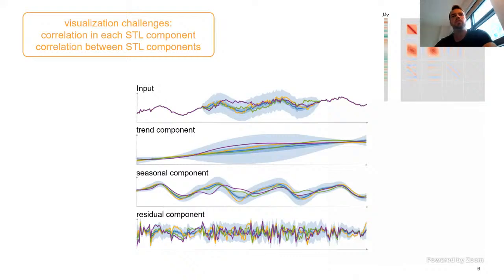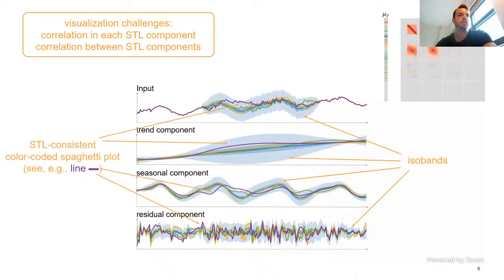You might have noticed that we also use some isoband structure and we use some spaghetti plot. But in this case, we use a specific spaghetti plot, which is color-coded. This is due to the fact that we have here STL-consistent samples. For example, if you look at the purple line, you can see that in the input data, where the arrow points to, that is a little bit above the mean. The mean is in dark blue. And then you can see that it's really an STL consistent and an actual STL decomposition.